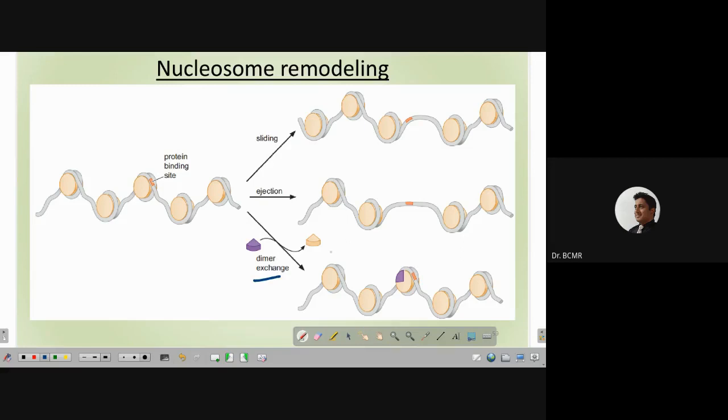H2A, when I say dimer, it should be an H2A H2B dimer, right? If I wanted to say something else, I should have said H3. If I said tetramer exchange, it could have been H3 and H4, right? Because it is said as dimer, what is most likely exchanging is the H2A, H2B dimer, because it could be a variant, because of which there could be small changes. That is another remodeling. Because of the variant addition here, new things may happen. Okay.